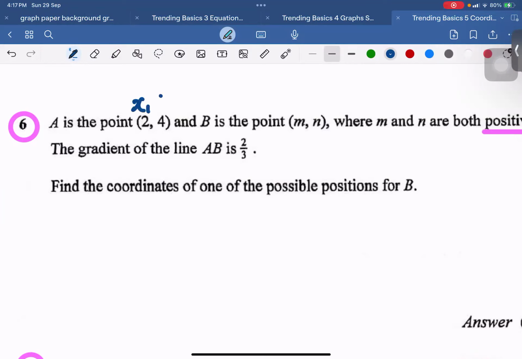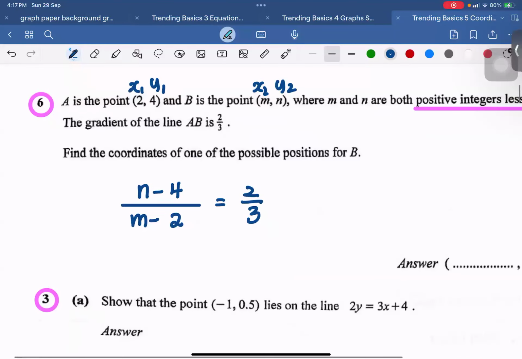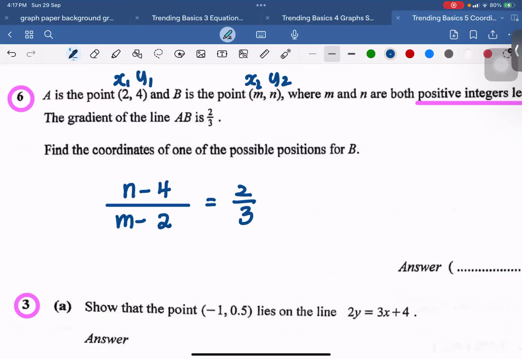I'll call it x1, y1, x2, y2. Gradient of the equation, y2 minus y1 over x2 minus x1 equals to 2/3. And they tell you the gradient is 2/3. Alamak, what do they want me to find? Okay, they tell me find the coordinates of one of the possible. So is there a fixed answer in this case? No fixed answer, it is just a possible.